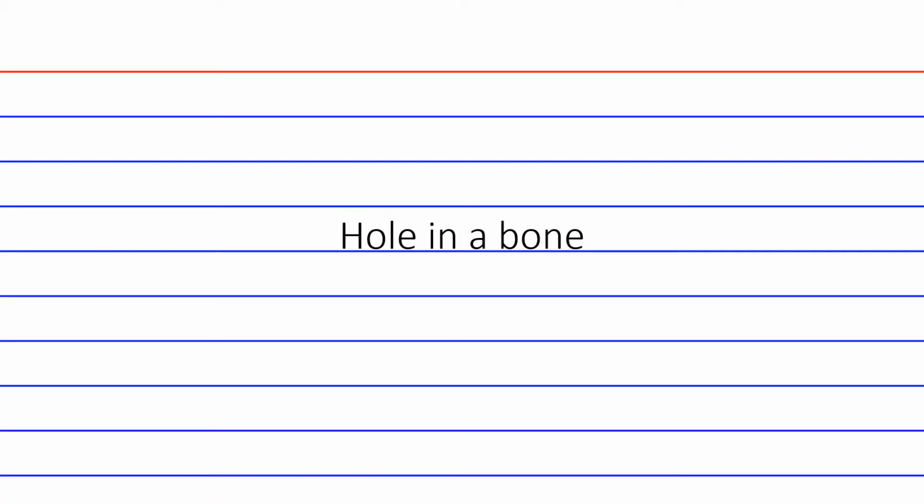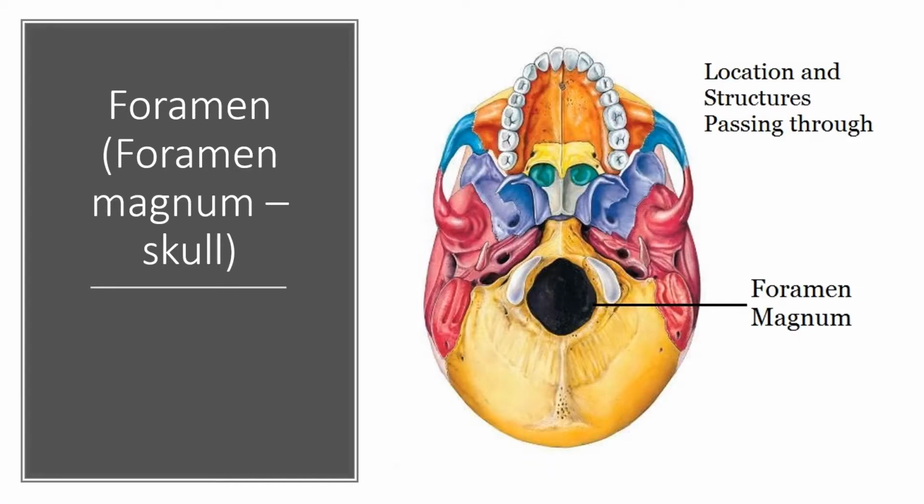This is a hole in a bone. The answer is the foramen, and the best example of a foramen is the foramen magnum, which is the hole at the base of the skull where the spinal cord inserts and articulates with the occipital condyles. Other foramens would include the mental foramen on your mentalis, the obturator foramen in your pelvic bone, for instance.